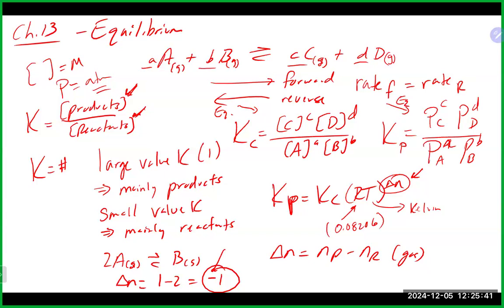So this is a way you can go back and forth between Kc and Kp if necessary. And again, if you have a large value for Kc, you also have a larger Kp, and a small Kc and a small Kp will also go together. Any questions on that there?